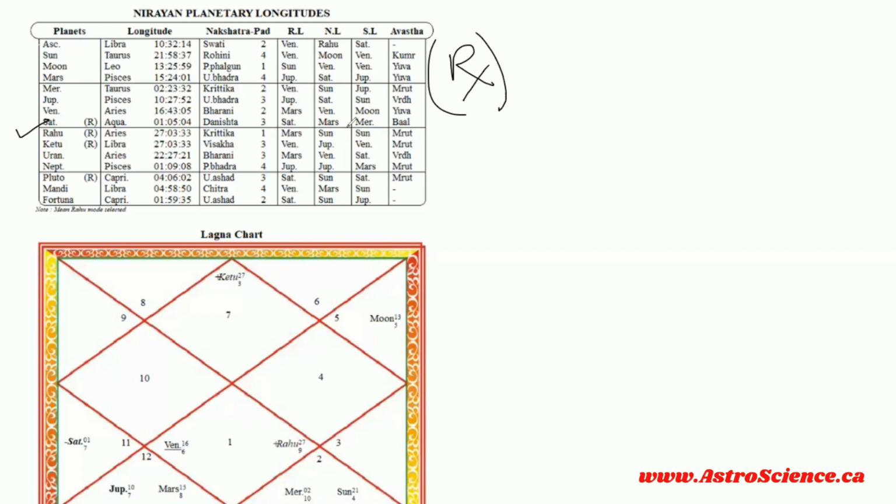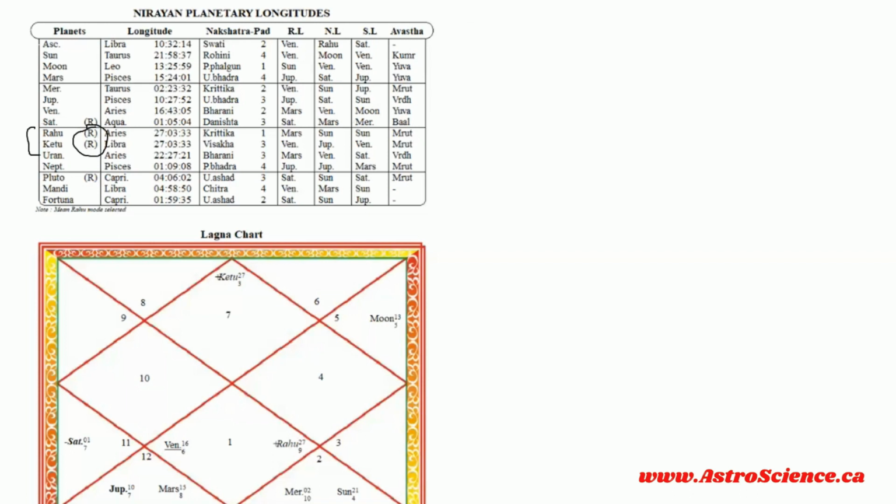All the planets have their different speeds and different motions. Some planets never get retrograde. Which are those planets? Those planets are Sun and Moon. They never get retrograde. They are always direct. Apart from that, other planets like Mars, Mercury, Jupiter, Venus and Saturn get into retrograde at certain intervals of time. And Rahu and Ketu are always in retrograde. Hence, you will always see R next to Rahu and Ketu.